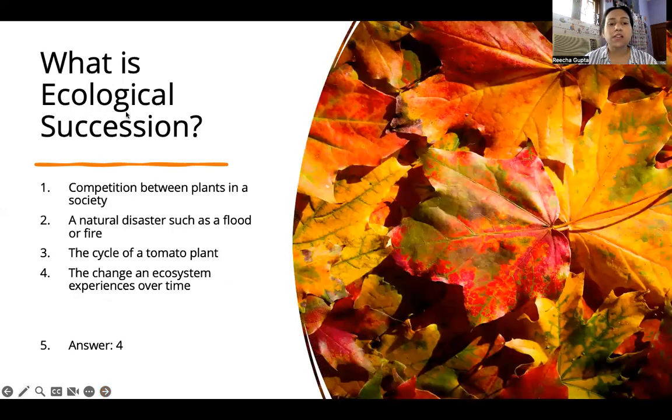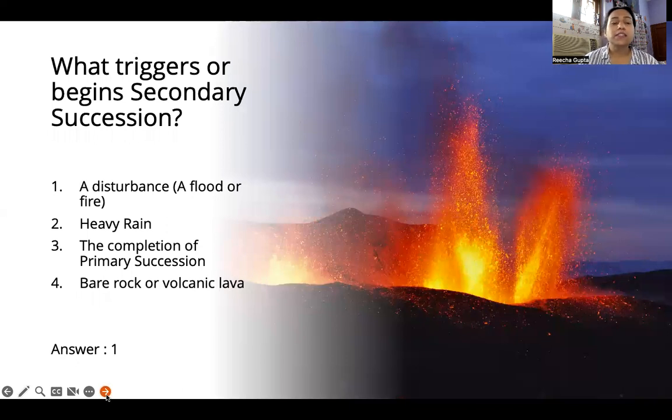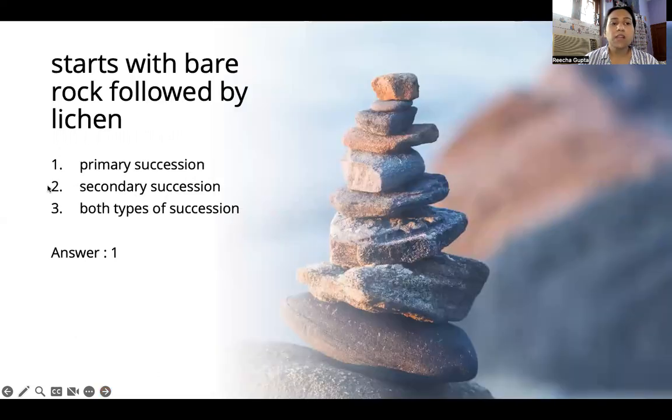Next is, what is ecological succession? So the options are: competition between plants, no. A natural disaster, no. The cycle of a tomato plant, no. The change an ecosystem experiences, yes. The answer will be the fourth one, correct. Next is, what triggers or begins secondary succession? Secondary succession starts with a forest fire or flood. So the answer will be the first. Then, starts with bare rock, followed by lichens. The answer will be the primary succession. Yes, correct.